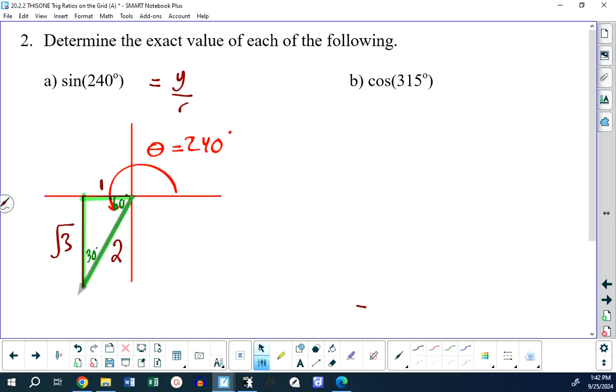So what is y? Well, root 3. Kind of. Not really. I'm just going to say y is root 3, over r, which is 2, except it's in quadrant 3, so y is negative root 3. This is the exact value of sine of 240.